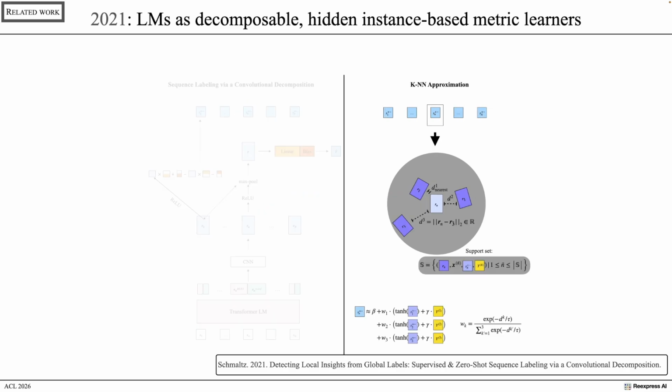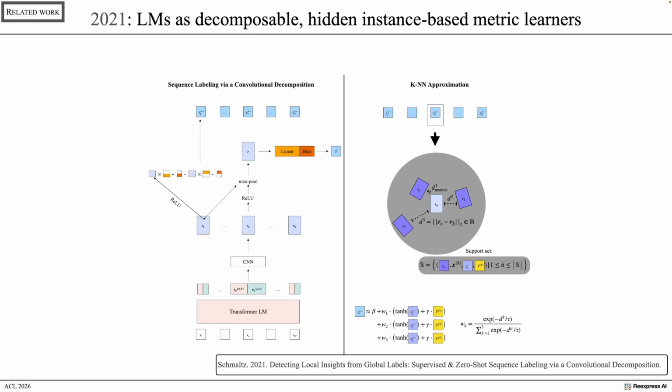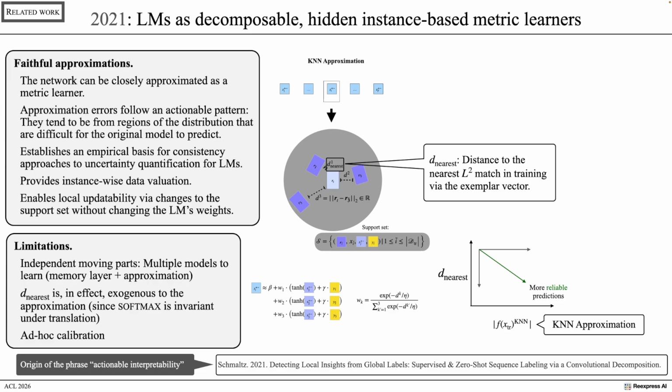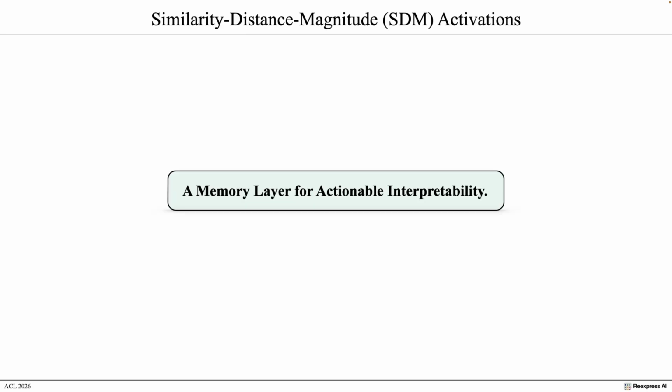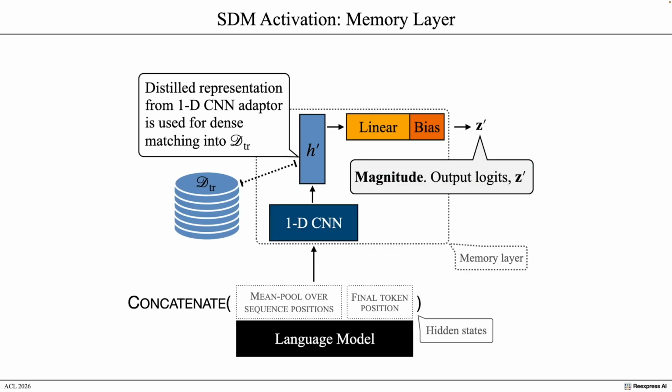This then provides instance-wise data valuation, and that KNN is a close approximation of the original model. And in fact, the approximation errors follow an actionable pattern. They tend to be from regions of the distribution that are difficult for the original model to predict. We'll use this idea to derive signals of the epistemic uncertainty and construct a robust and interpretable estimator. And surprisingly, we'll get to a much simpler overall method that's easy to add to existing networks and for which we can reliably estimate our target calibration quantity of class and prediction conditional accuracy at least a given alpha.